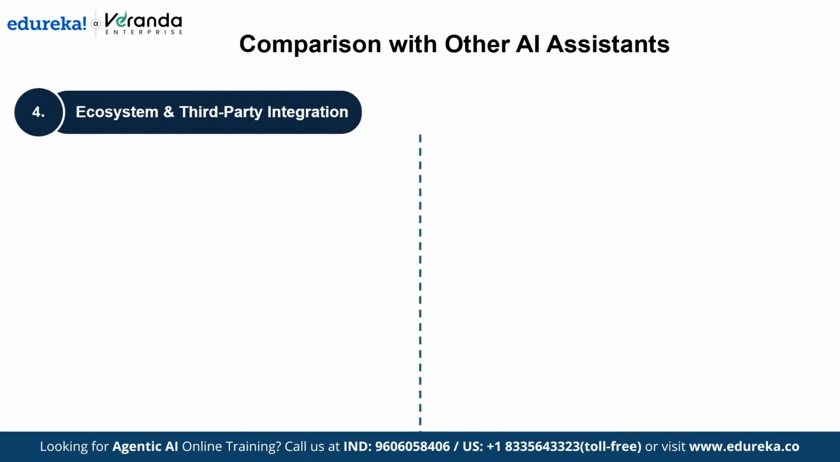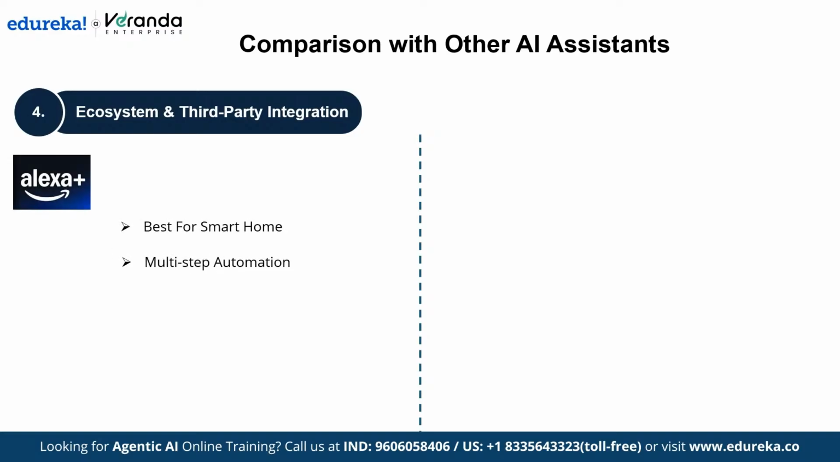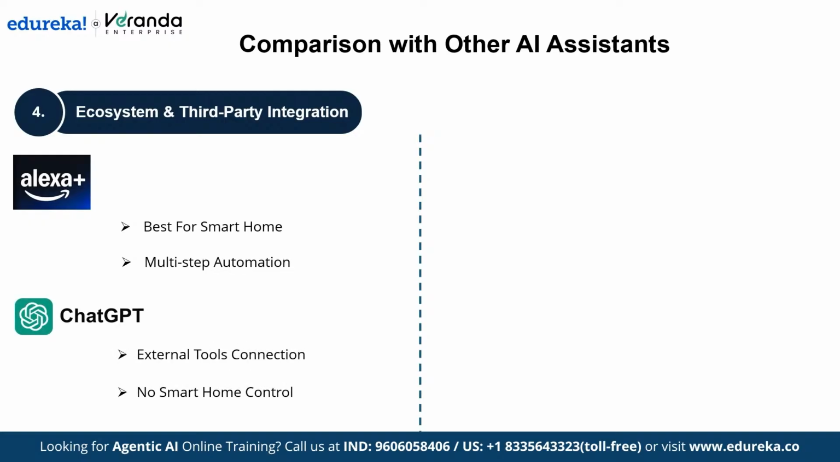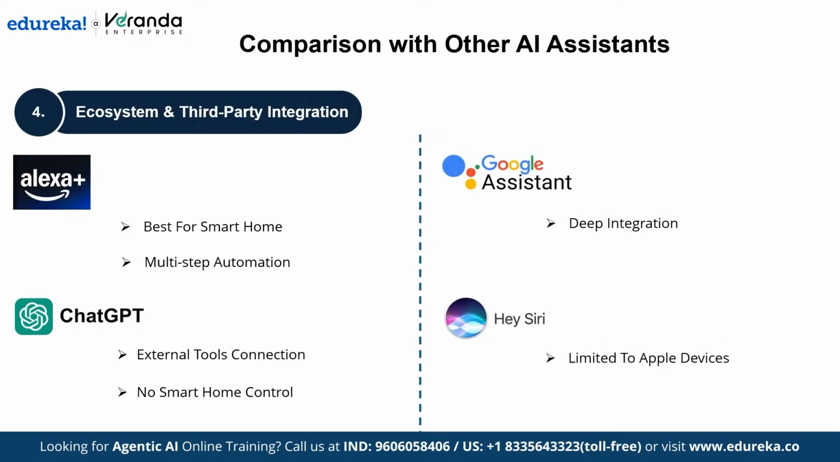Next is the ecosystem and third-party integration. How well does it work with other devices and apps? Well, Alexa Plus is best for smart home, such as Amazon Echo, Ring, and third-party integrations. ChatGPT voice can connect to some external tools but has no smart home control. Google Assistant has deep integration with Google apps and services, whereas Apple Siri is limited to Apple devices with minimal third-party support. So here, again, Alexa Plus and Google Assistant lead, but Alexa has better smart home control.